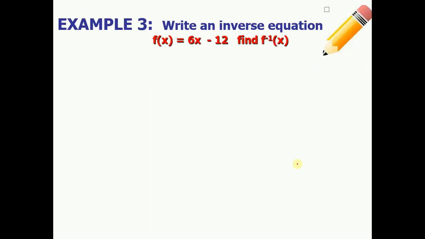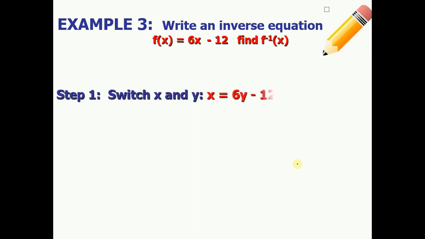Now, how to write an inverse equation. All you're going to do first, you're going to switch the x and y around. So f of x equals 6x minus 12. Now it's going to become x equals 6y minus 12. All I did is I crossed out that f of x, made it y, and then I flip-flopped it around.